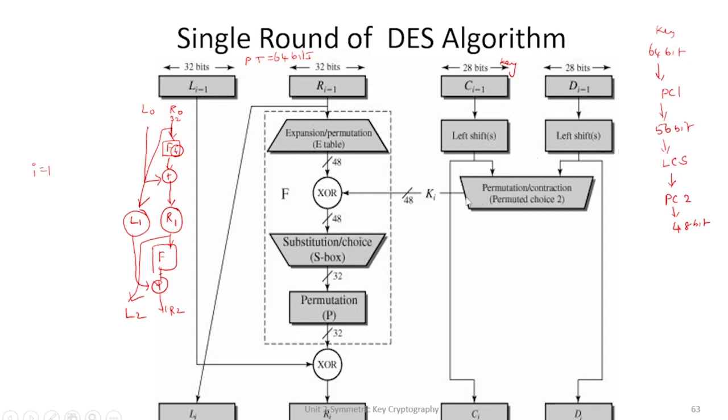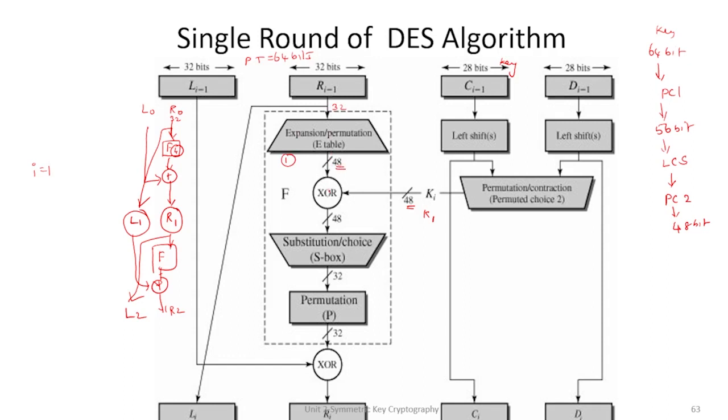So from the 56-bit key, 48 bits are used for the XOR operation. So here this is the subkey. If i is equal to 1, the first round, K1 contains 48 key bits that will be generated from the total 64-bit key. Then the round function's first operation is expansion. Expansion means the 32 bits should be expanded into 48 bits.